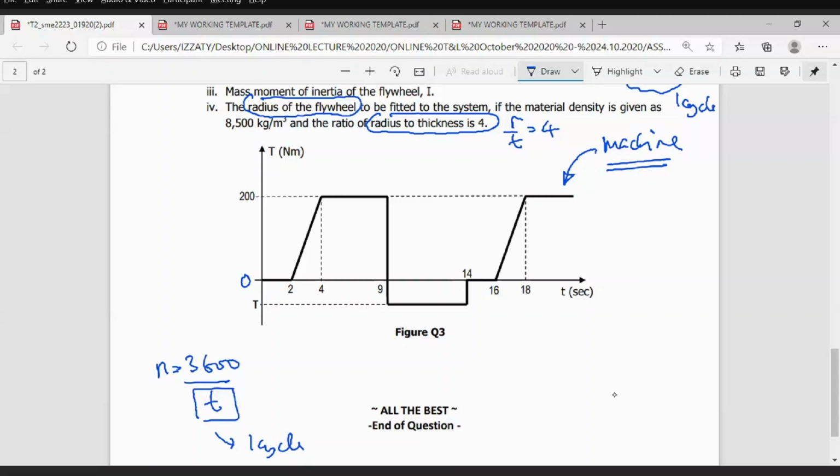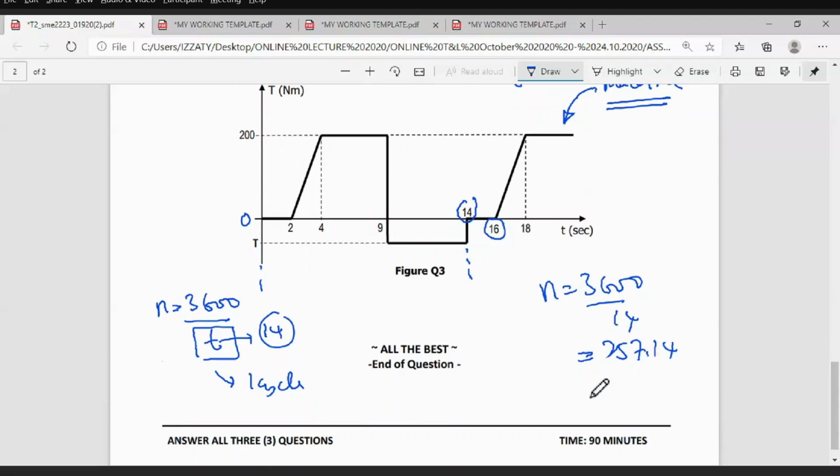whether it starts all over again at 16 or 14. Class, anyone? 14. So your T now is basically 14. So your N now is 3,600 divided by 14. As simple as ABC, isn't it? If you calculate that, you will get 257.14. That is the actual answer for N when you divide by 14.